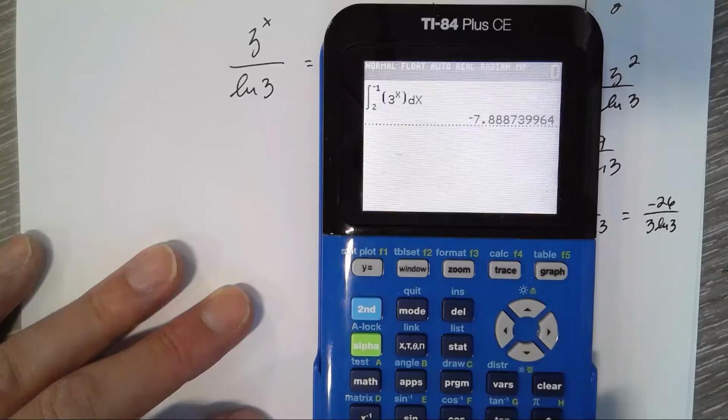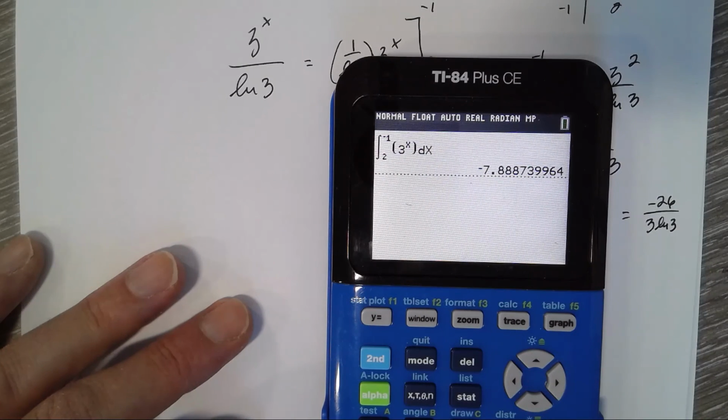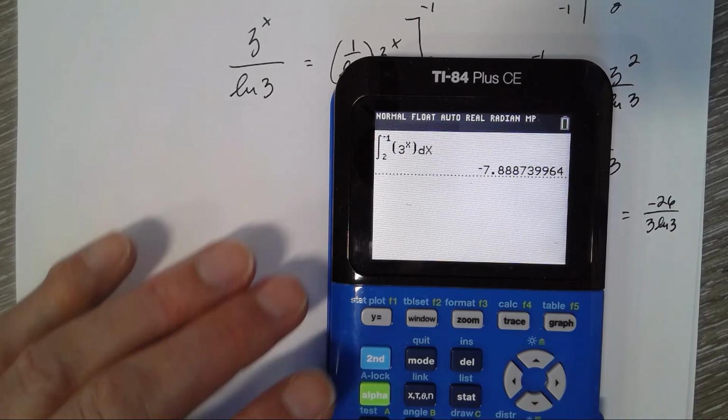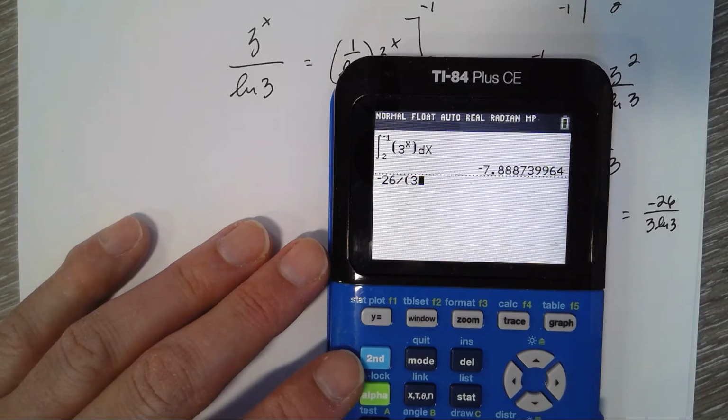Calculator, integral from 2 to -1, we get -7.8887 and so on. -26 divided by 3 natural log 3.